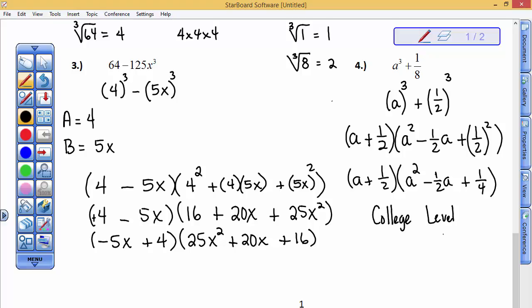So we're going to continue with this sum and difference of cubes in the next segment. Quite challenging, the problems I'm going to present. Get a handle on these first.